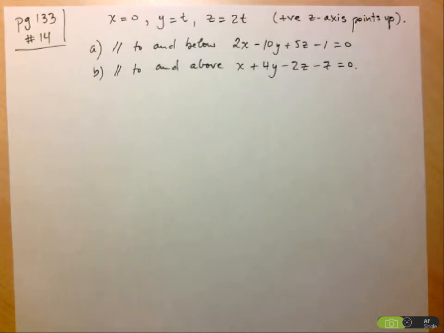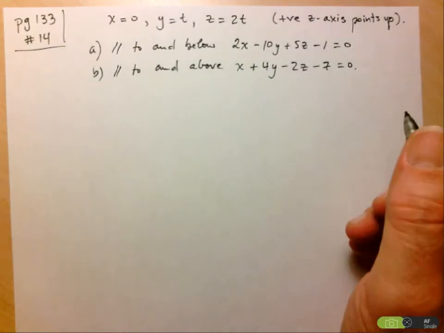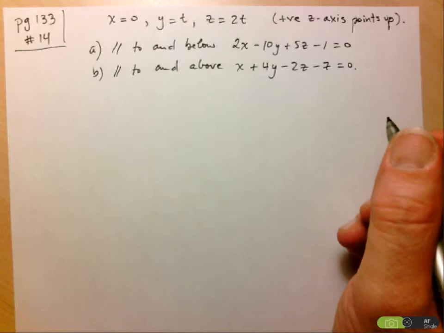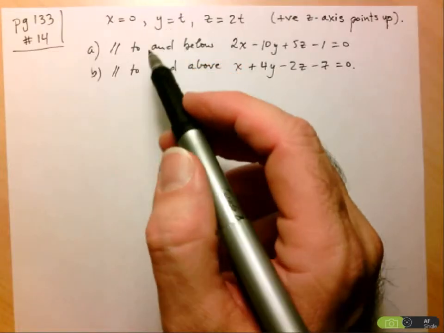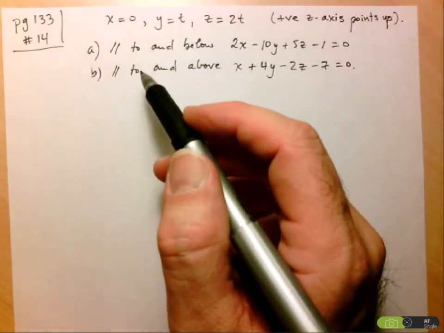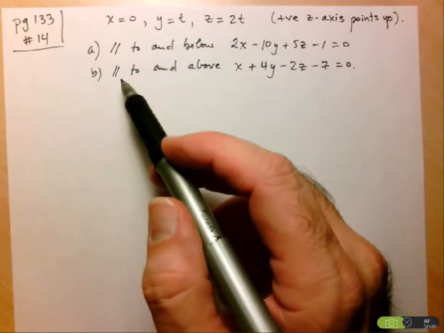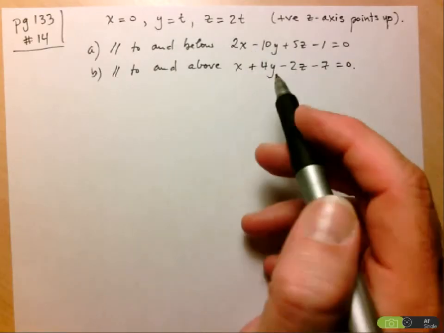Hi folks, we're going to take a look at question 14 from page 133. So the question says, if the positive z-axis points up, show that this line given here is parallel to and below the first plane, and then parallel to and above this second plane.